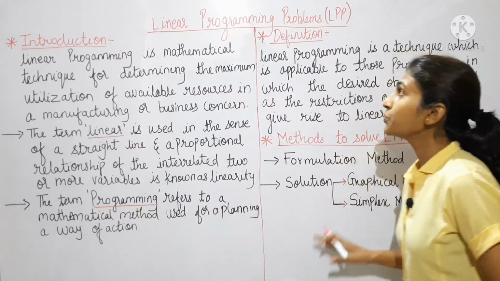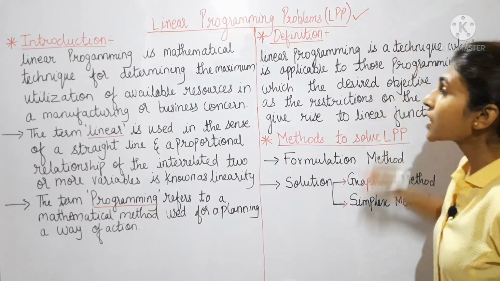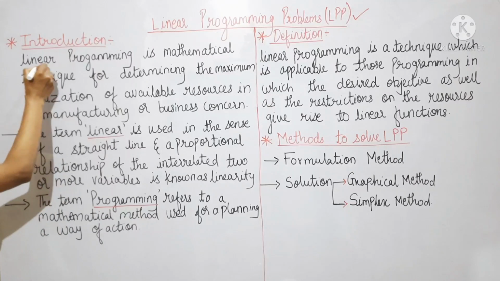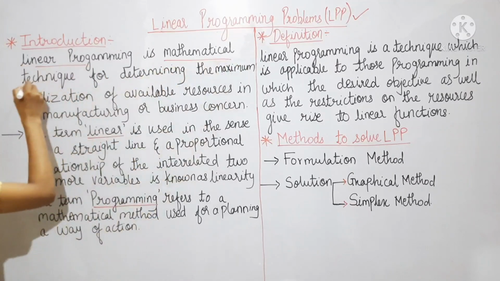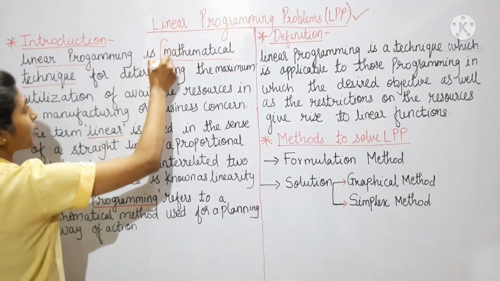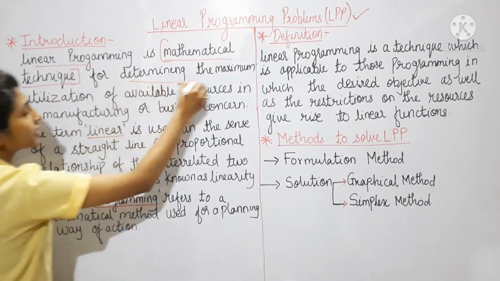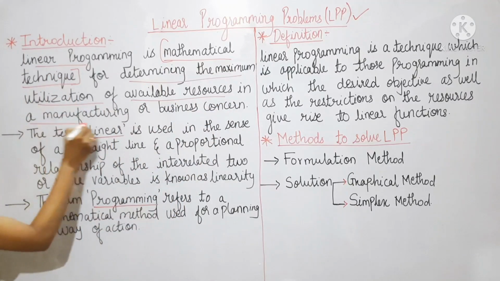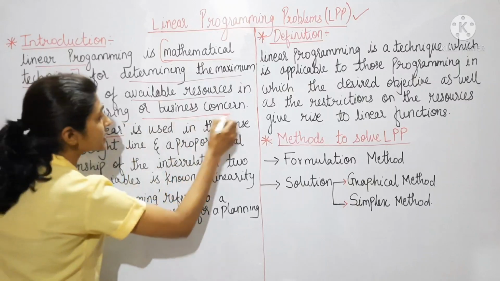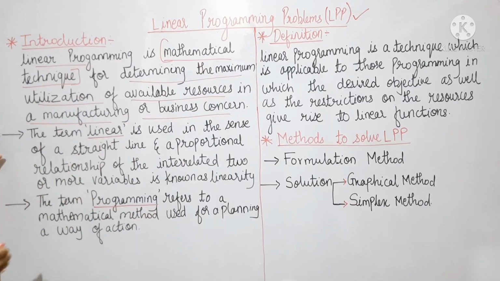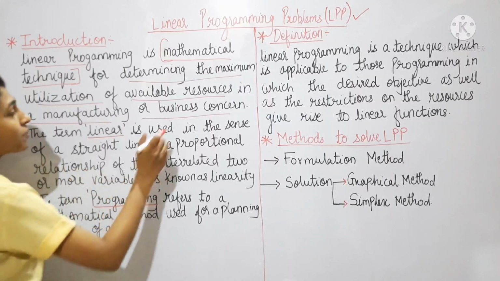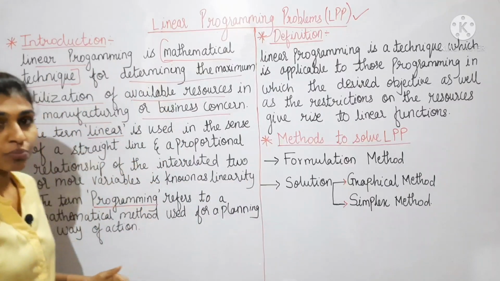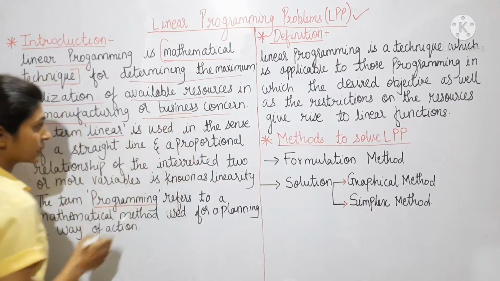So first, linear programming problem, LPP. Introduction. What is linear programming problem? Linear programming is a mathematical technique for determining the maximum utilization of available resources in a manufacturing process or in a business concern. So linear programming is a technique which is used to determine the maximum utilization of available resources in a manufacturing process or in any business.